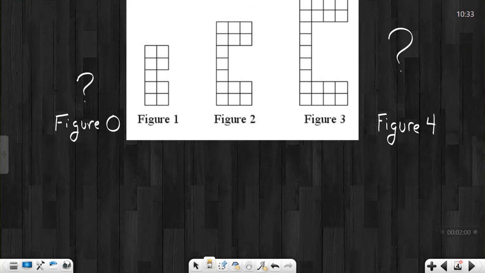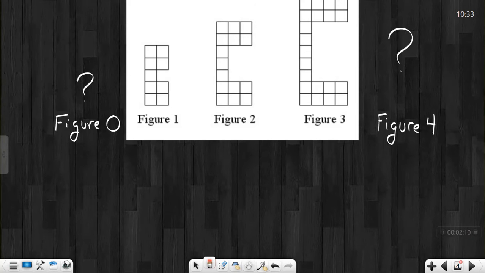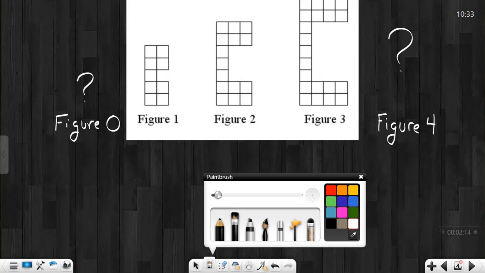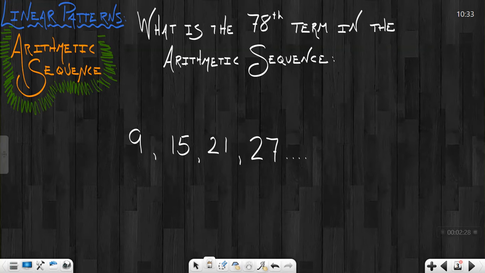An arithmetic sequence is what we've been working alongside with patterns this entire time. All of the patterns that we've been seeing have indeed been arithmetic sequences. Take a look at this one. How many tiles here in figure 1? There are 9. How many tiles here in figure 2? 15. How many tiles here in figure 3? 21. All right, does this pattern look familiar to you? 9, 15, 21.